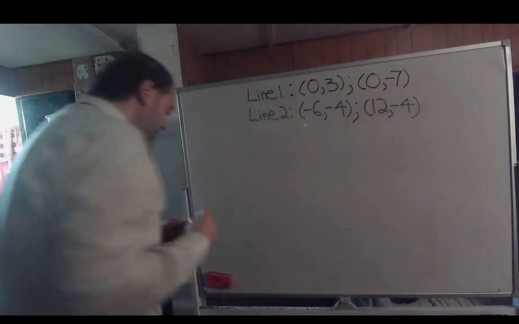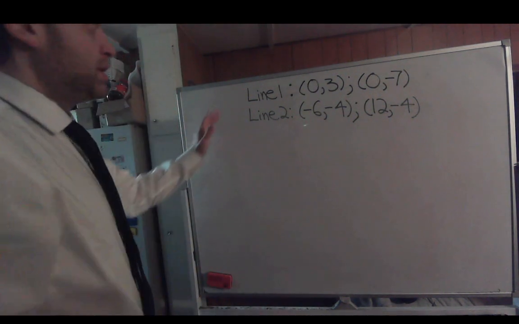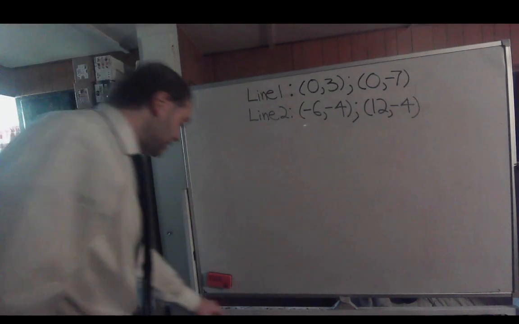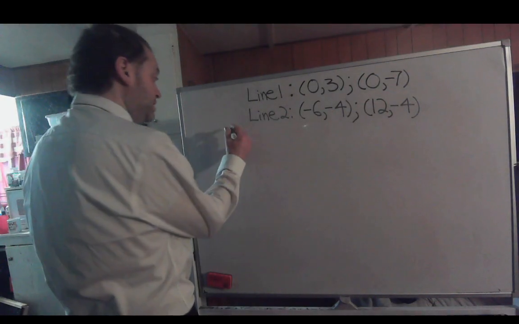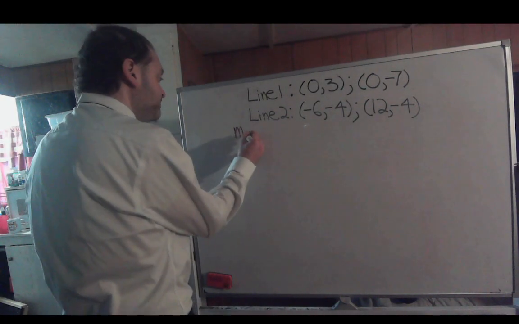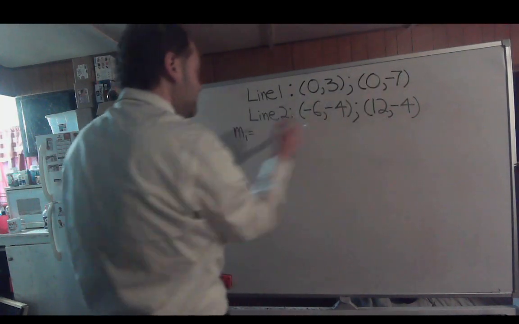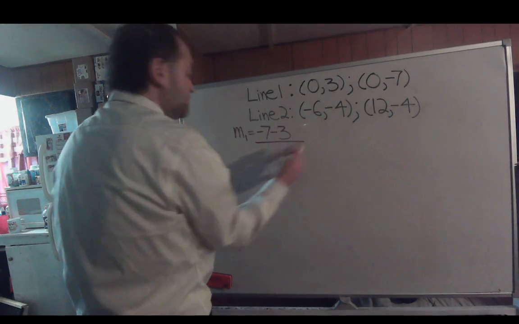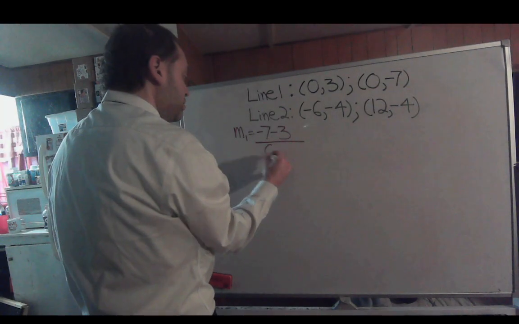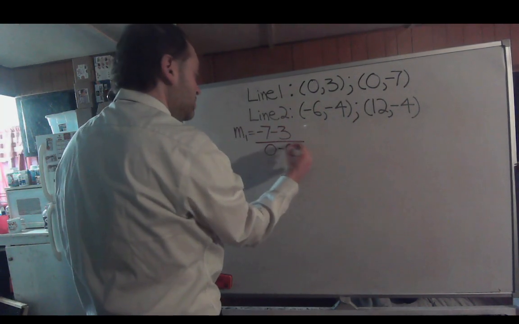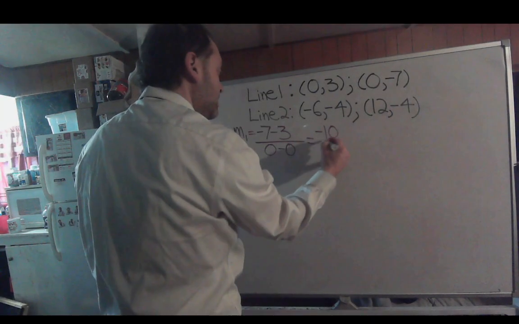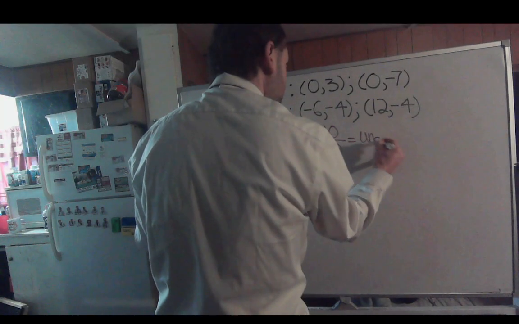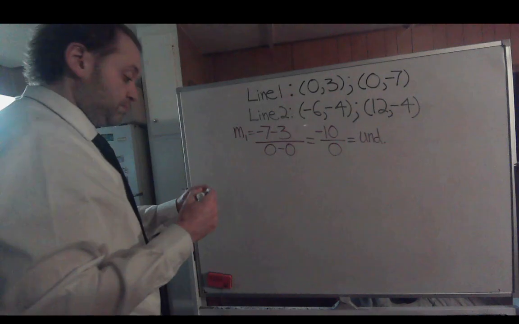Alright, so we need to determine if line 1 is parallel to line 2, perpendicular to line 2, or neither. So let's go ahead and find the slope of line 1 here. So that'll be m sub 1. So take your y coordinate of -7 minus your y coordinate of 3. Divide that by your x coordinate of 0 minus your other x coordinate of 0. Well, you end up with -10 over 0, which means your slope is undefined for line 1.